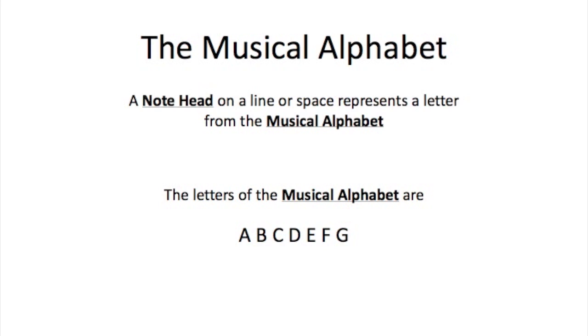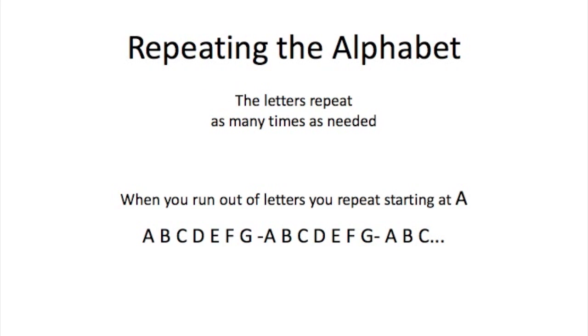Although the letters of the musical alphabet end with the letter G, to continue, you simply start back at A again, and repeat the letters as many times as necessary. If working backwards through the alphabet, you would start the letters at G and work backwards from G to A. This can also be repeated as many times as necessary.